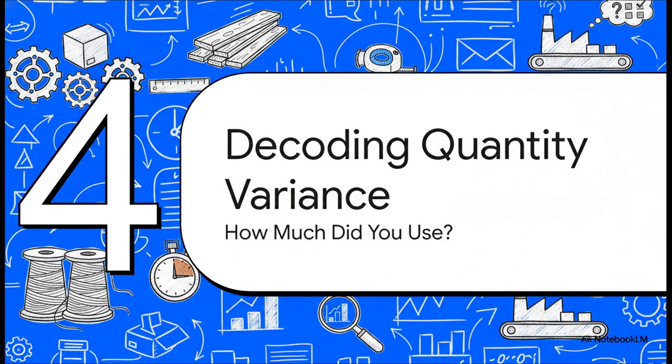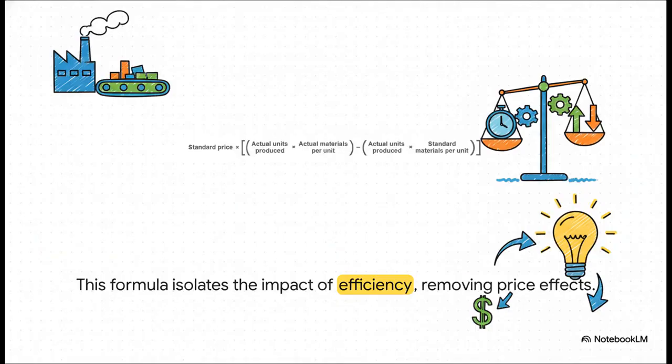Okay, on to our second clue, the quantity variance. Remember, this has nothing to do with price. This is all about how well your team used the materials they were given. The way we calculate this is super important. We look at how much material you actually used versus how much you should have used for what you produced.